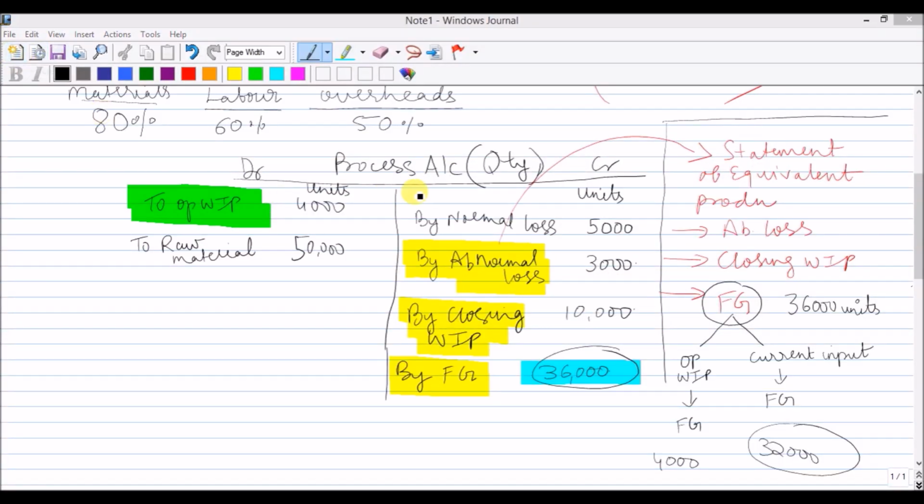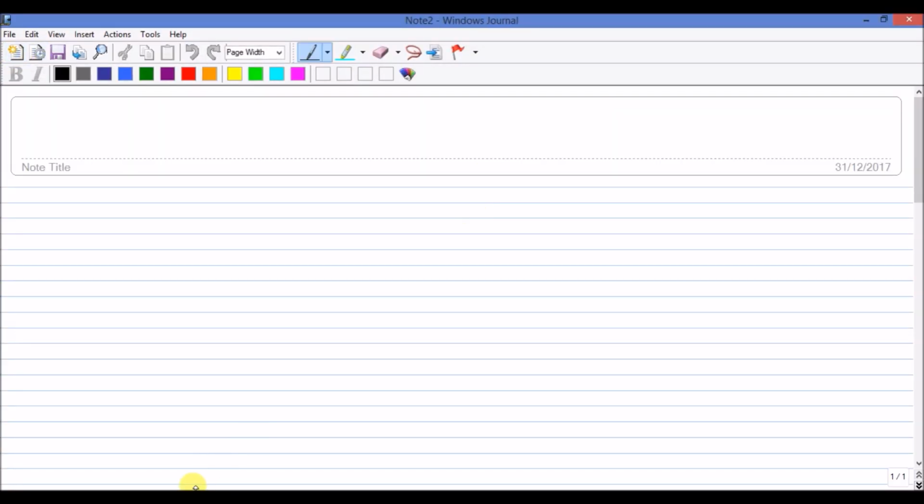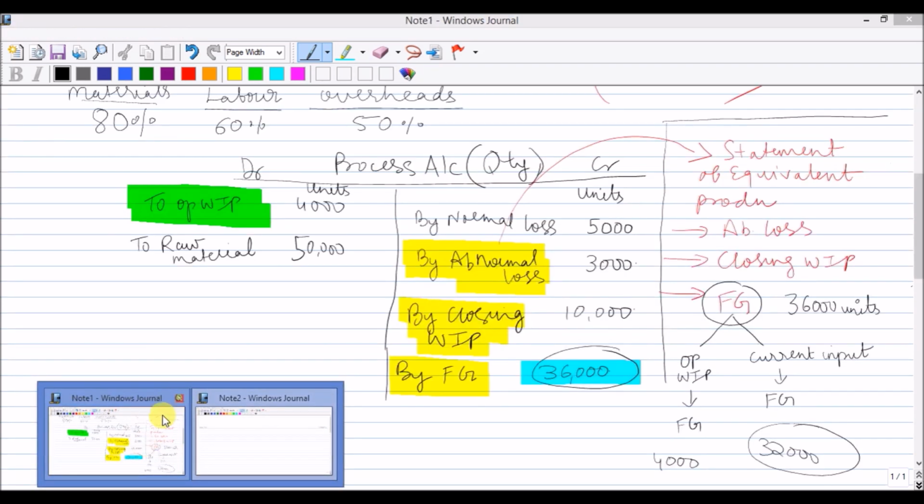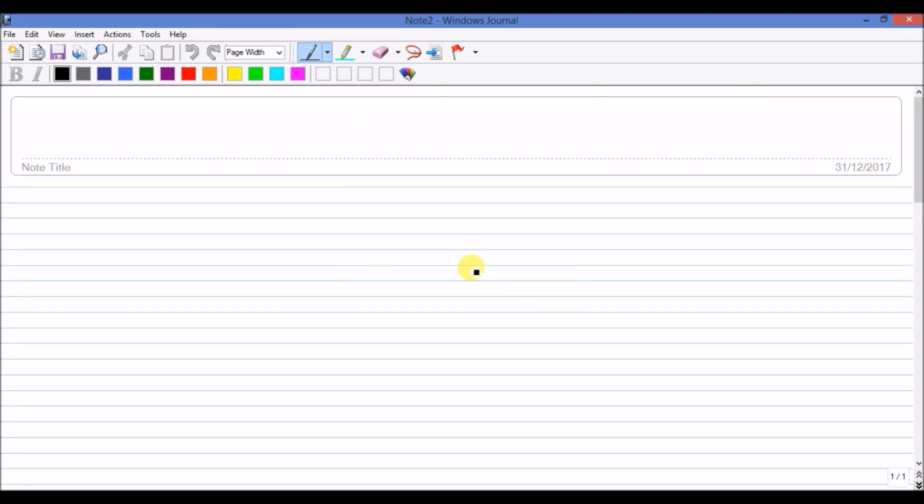So I will be taking a new page. Okay, don't be in a hurry. We will do the sum properly, you will understand it properly. Don't be in a hurry. So right now what I'm going to do is calculate the actual output. So my working note 1 will be calculation of actual output.